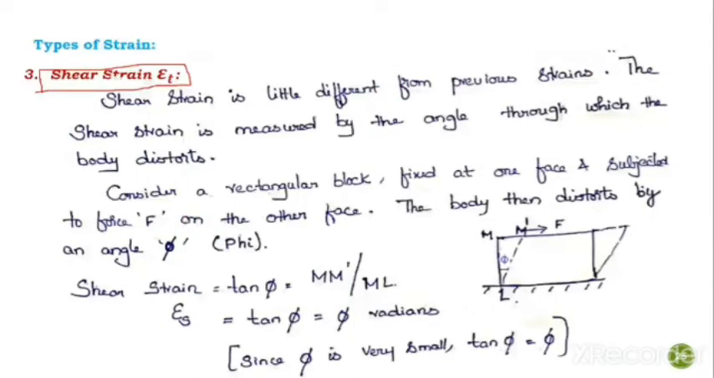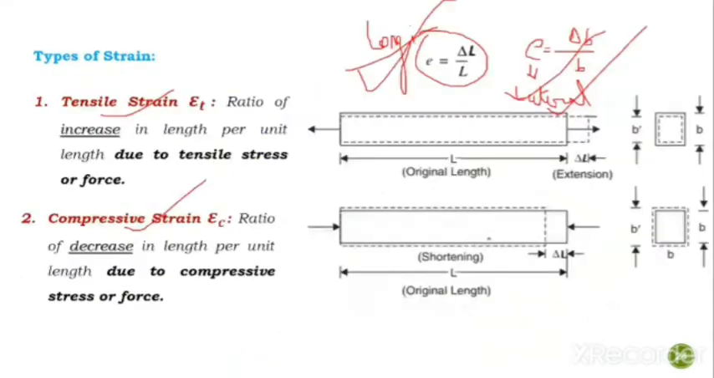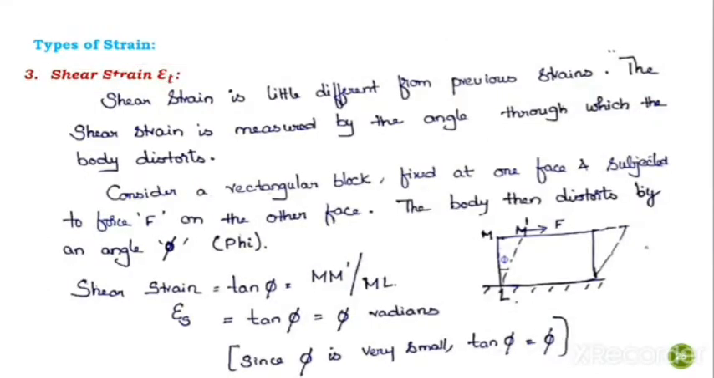Let us see the shear strain. Shear strain is represented with epsilon s. This is a bit different from the previous strains. How is it different? It is different because in the previous case, the tensile and compressive forces were acting normal to the surface, perpendicular to the surface. This angle is 90 degrees, right? But if you see this figure over here, the force is acting in this direction, parallel to the surface.